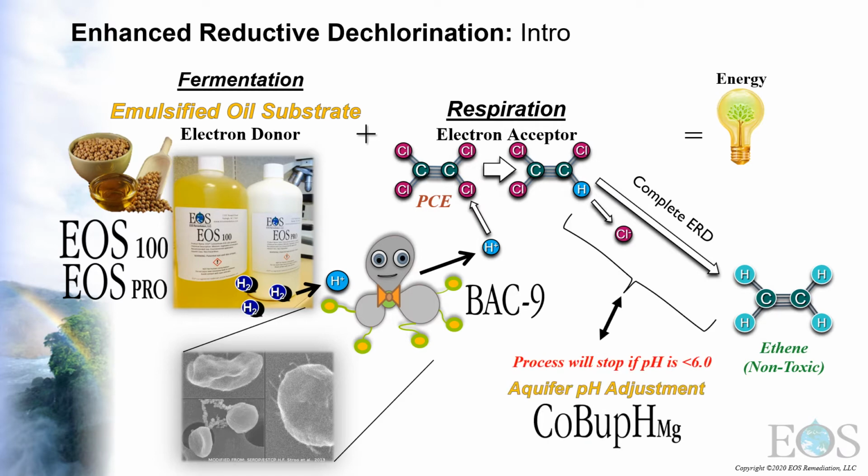Now, this last step to do the complete conversion to ethene is a pH sensitive process and requires a neutral pH for the microorganisms to thrive. And we can provide a proprietary pH adjustment product, CoBuff MG, to facilitate that.